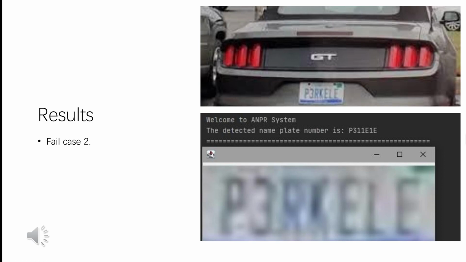In the second fail case, the expected value of the license plate should be P3RKELE. I don't know. The clarity of this picture is very low and even not human readable. So the output of our program is not able to detect and recognize the license plate correctly. This problem can be fixed by improving the quality of the camera to improve the quality of the pictures taken.